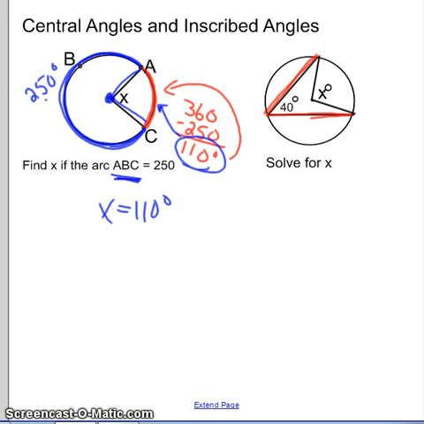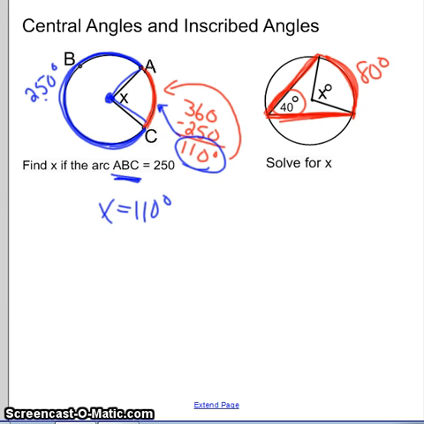Over here, you can take a look. What I have outlined in red is an inscribed angle that opens to the other side of the circle. Since it's an inscribed angle, if this is 40 degrees, then we know that this is 80 degrees.